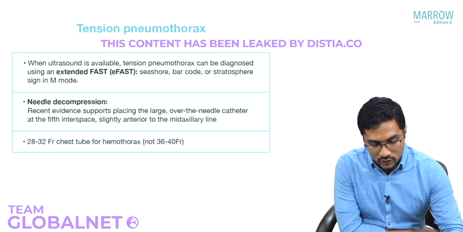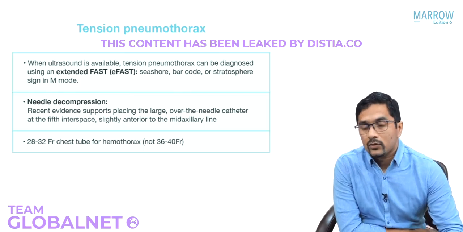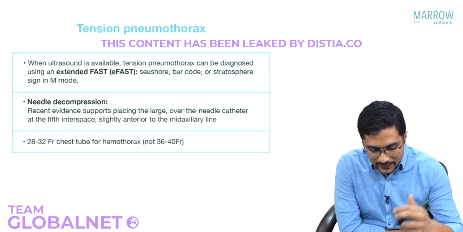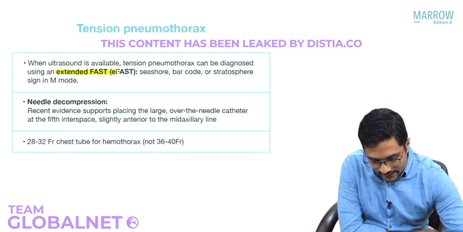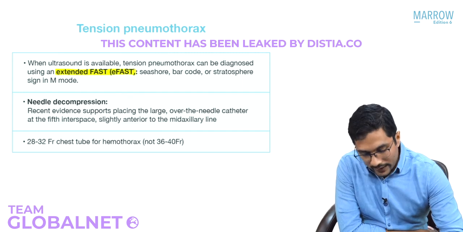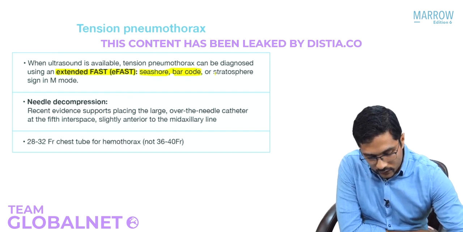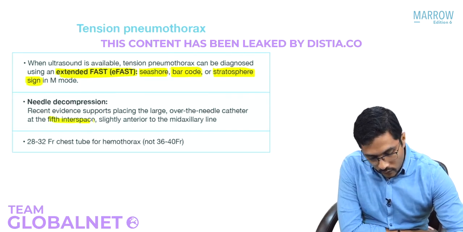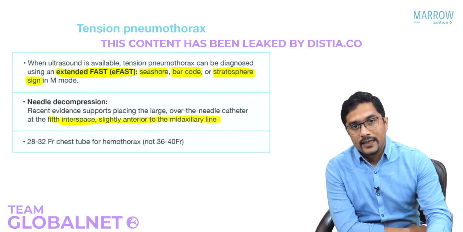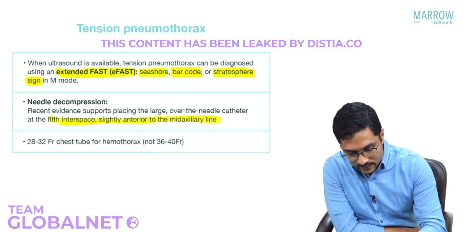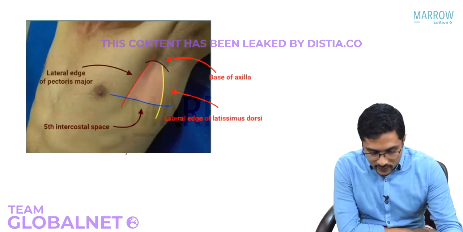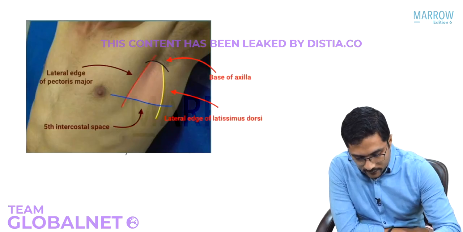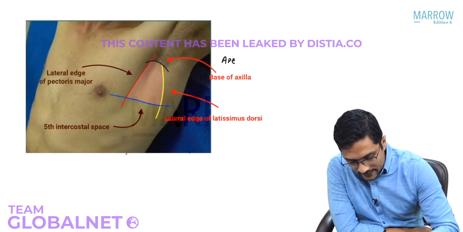Another point which you should know, EFAST can be done to diagnose it, but as I've told you, it's a clinical diagnosis. It's just an adjunct. EFAST is extended FAST, and when you do that, you will get the seashore, barcode, or stratosphere sign. I've already told you the new update in adults is that the needle is to be inserted in the fifth intercostal space, mid-axillary line. This is the triangle of safety. The triangle of safety, the apex is formed by the axilla.